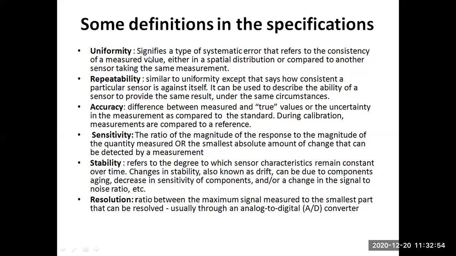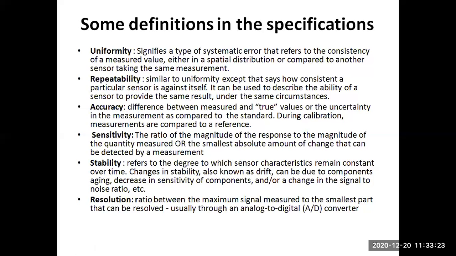Then repeatability. So it is similar to uniformity, but it is with respect to itself, that today you measured some temperature. After let's say 100 days, if you measure the same temperature, you should get the same output value of the sensor. Okay, so it is the ability of a sensor to provide the same result under the same circumstance. Similarly, the accuracy, it is just the difference between the measured and true value.